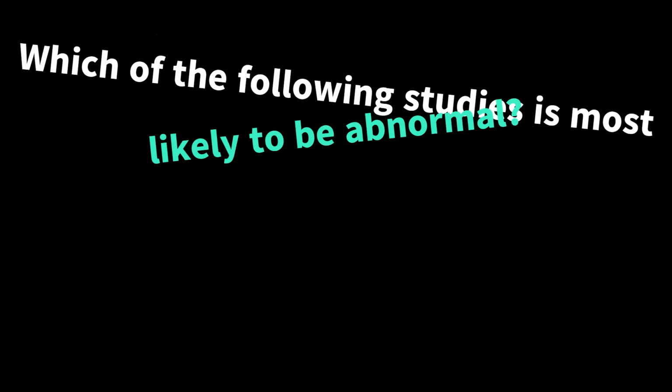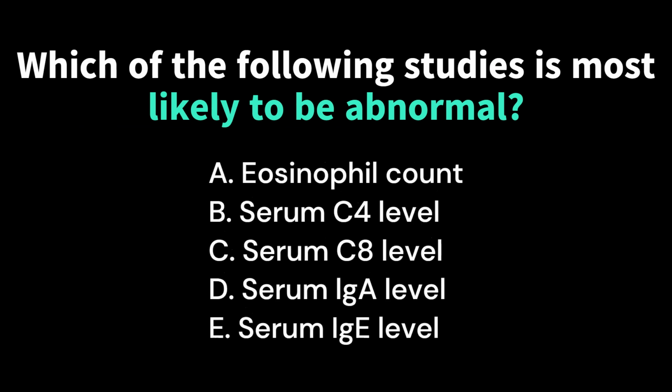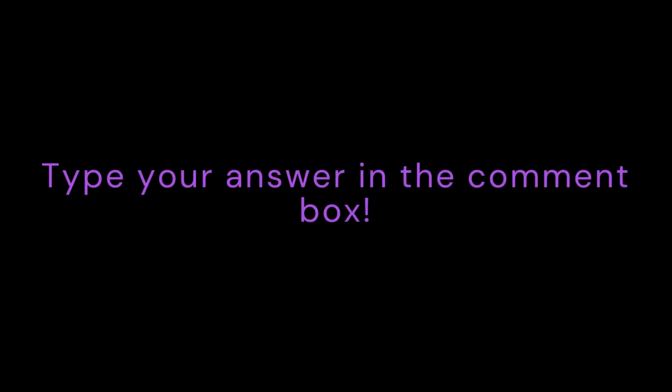The question is: which of the following studies is most likely to be abnormal? Your options are: A. Eosinophil count. B. Serum C4 level. C. Serum C8 level. D. Serum IgA level. E. Serum IgE level. You have 15 seconds to type your answer in the comment box.